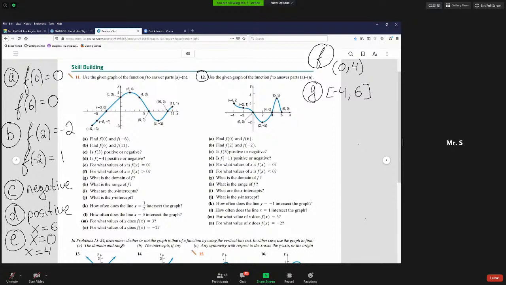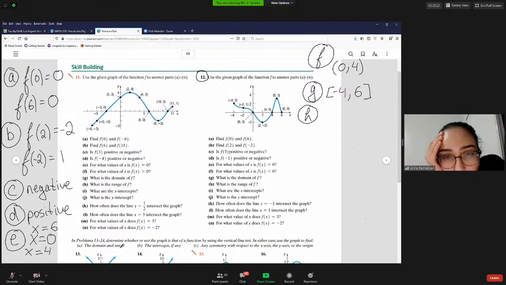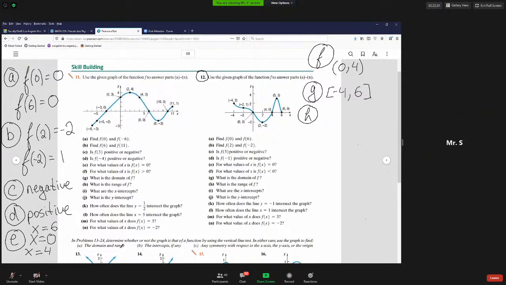For part H, we are looking for the range. -2, 3. So here, range are the y values. So we have to say, where is the smallest y value? That's here. Where's the biggest y value? That's here. So all these y values in between are covered. So the smallest one is -2. The largest one is +3. So the function has the range between -2 and 3.